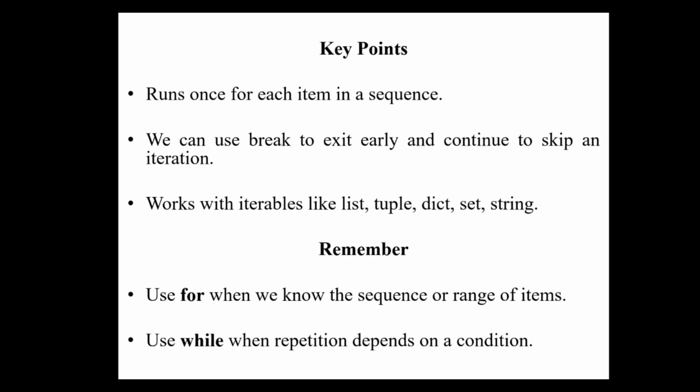Now key points: it runs once for each item in a sequence. We can use break to exit early and continue to skip an iteration. We will discuss break and continue statements in future lectures. At that time, we will discuss their utility. The for loop works with iterables like list, tuple, dictionary, set, string, etc. And remember, use for when we know the sequence or range of items. Use while when repetition depends on a condition.